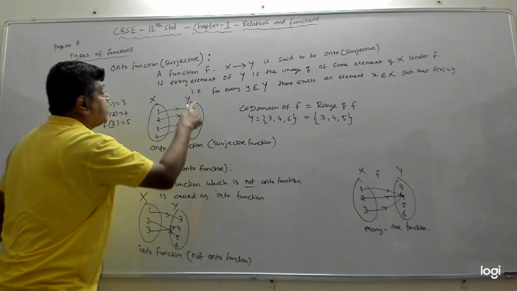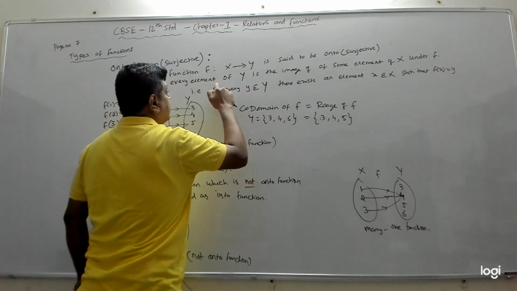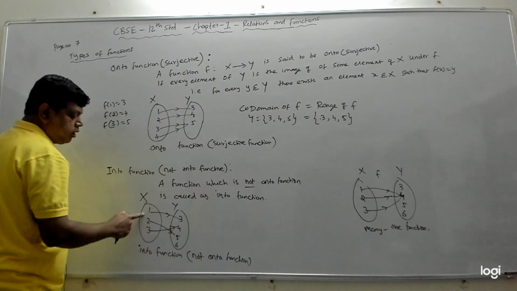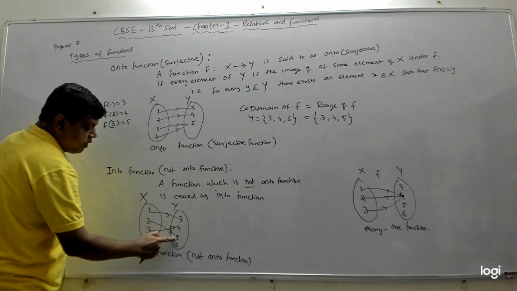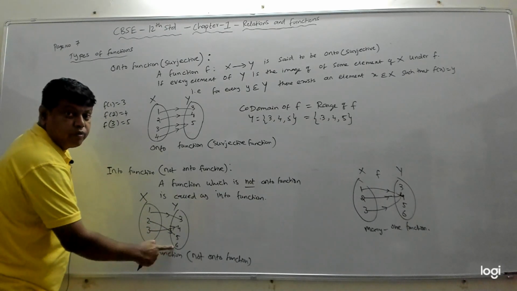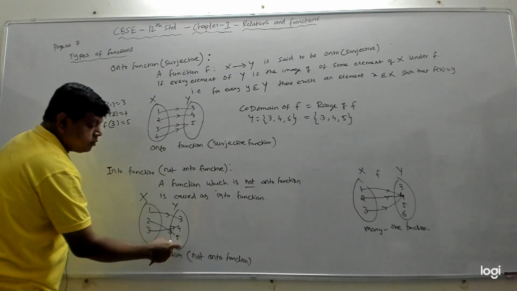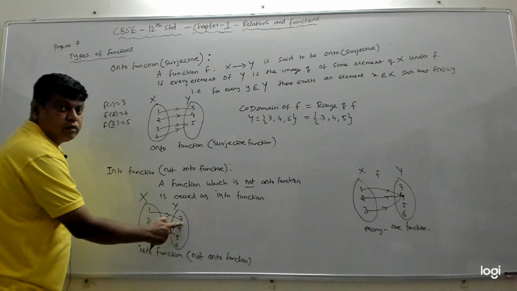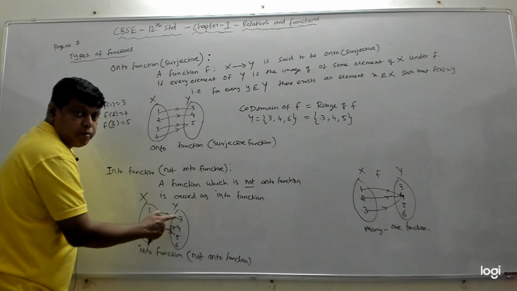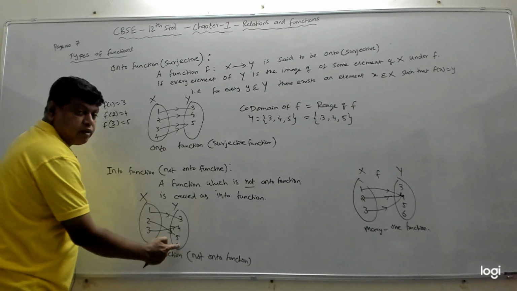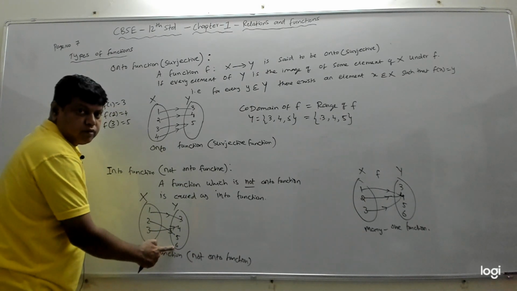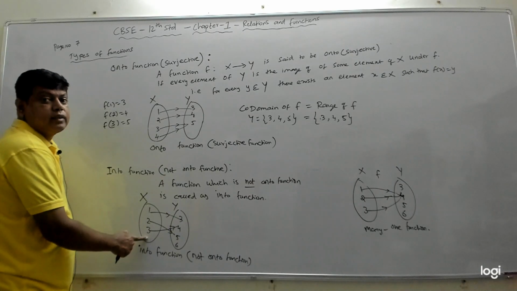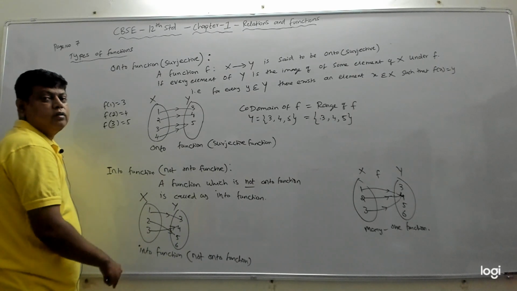Because this condition fits: every element of y is the image of some element in x. So 3 is the image of 1, 4 is the image of 3, 5 is the image of 2, 6 is the image of nothing. Every element in y should be an image of some element in x. But we have an element 6 in the set y which is not an image of any element in x. Therefore, it is not onto.